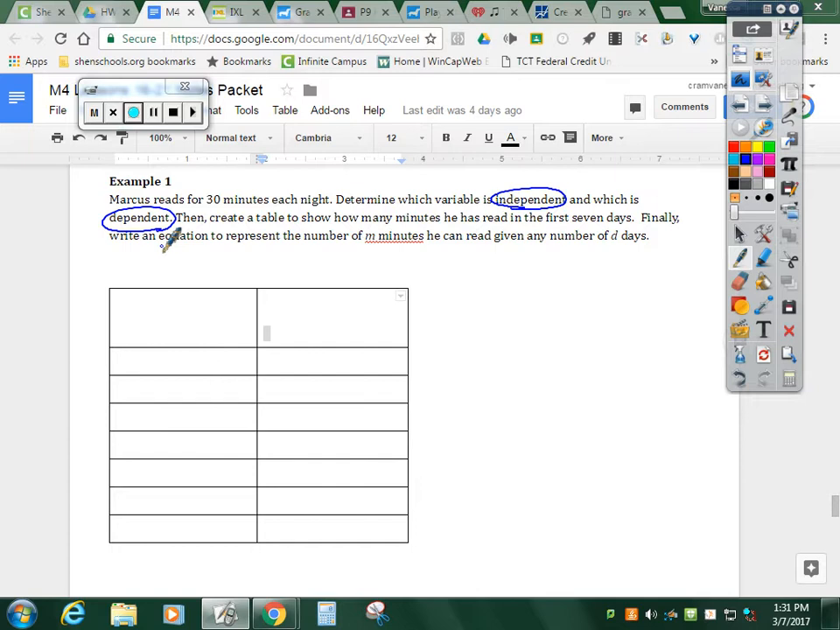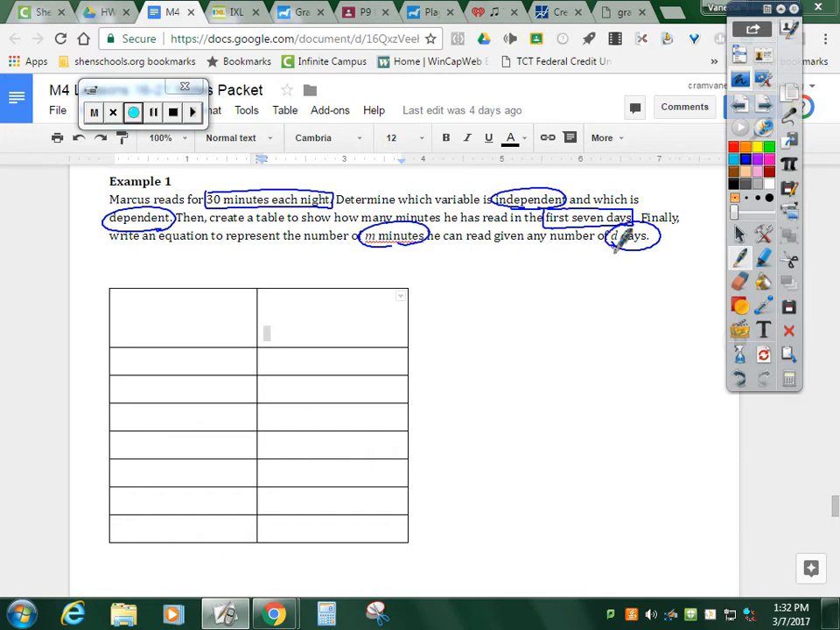So for example 1, Marcus read for 30 minutes each night. Determine which variable is independent and which is dependent. Then create a table to show how many minutes he has read in the first 7 days. Finally, write an equation to represent the number of m minutes he can read given any number of d days.